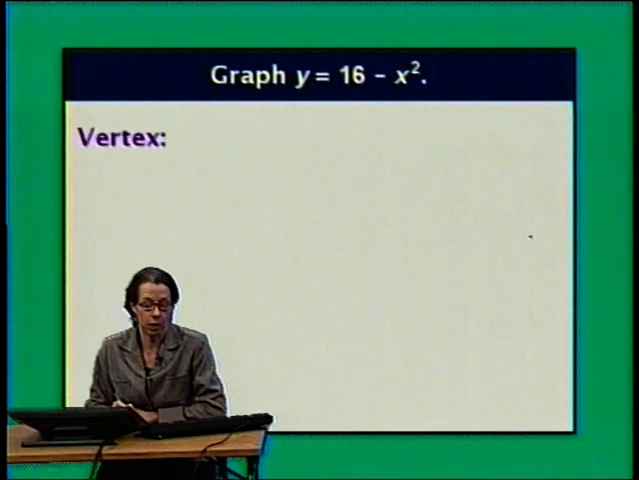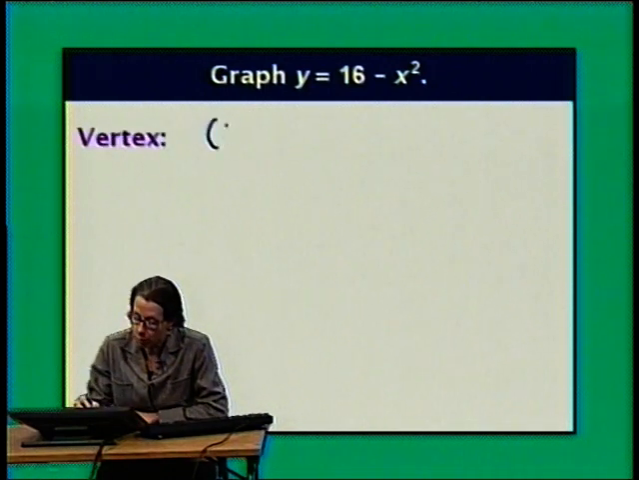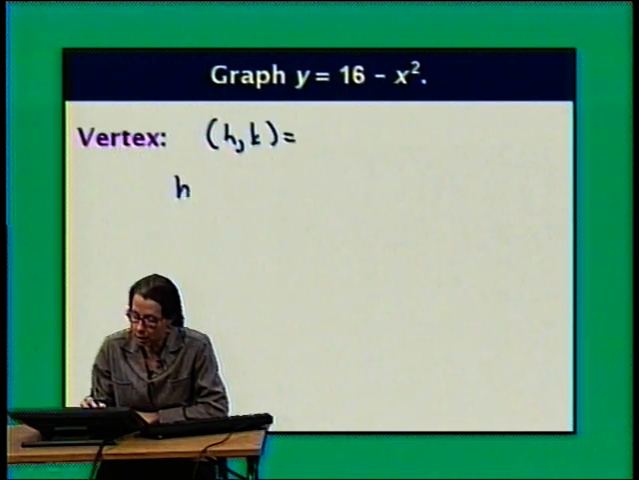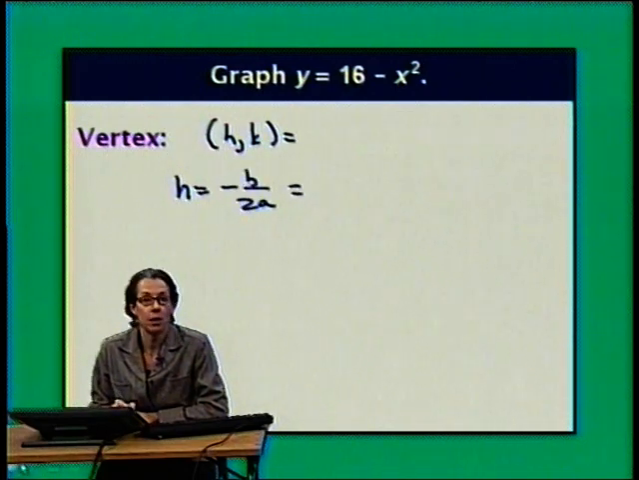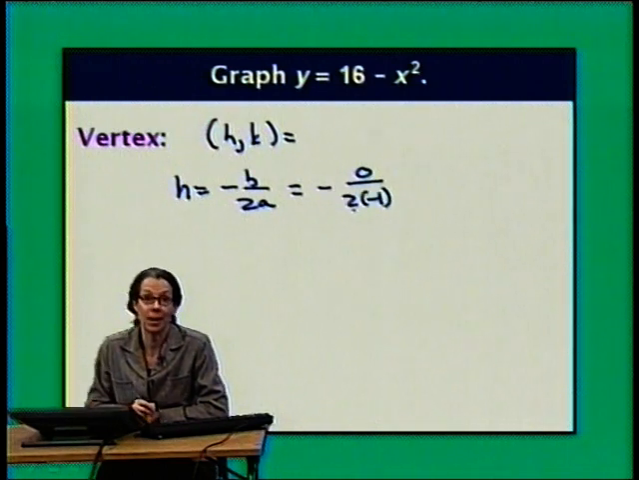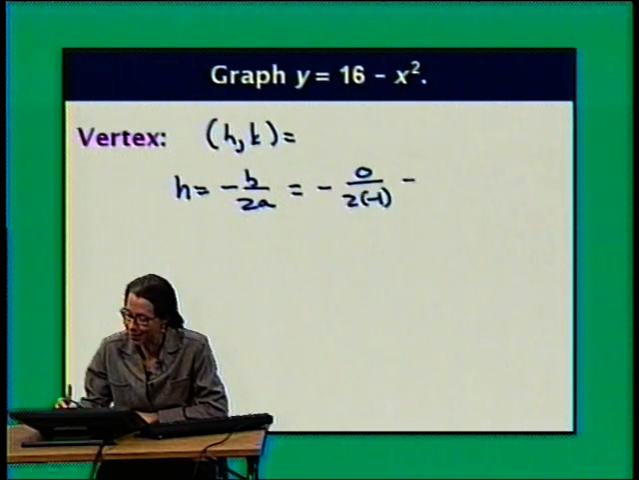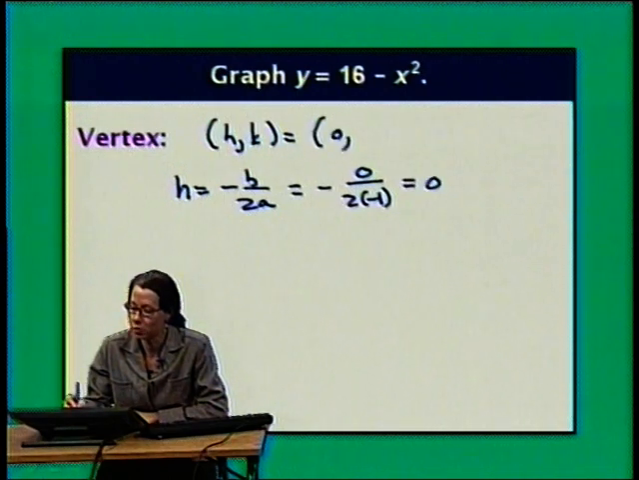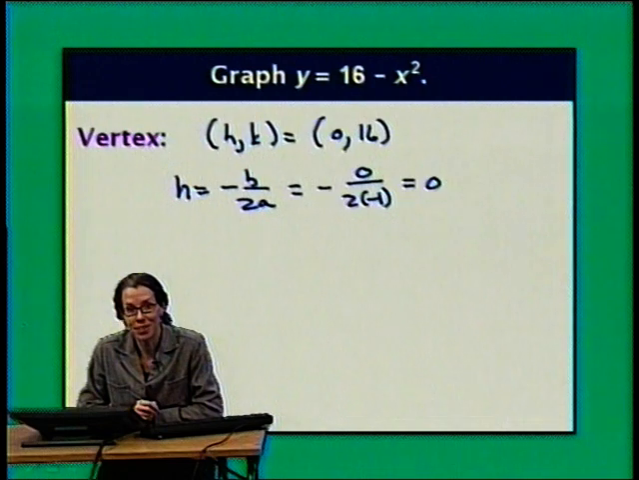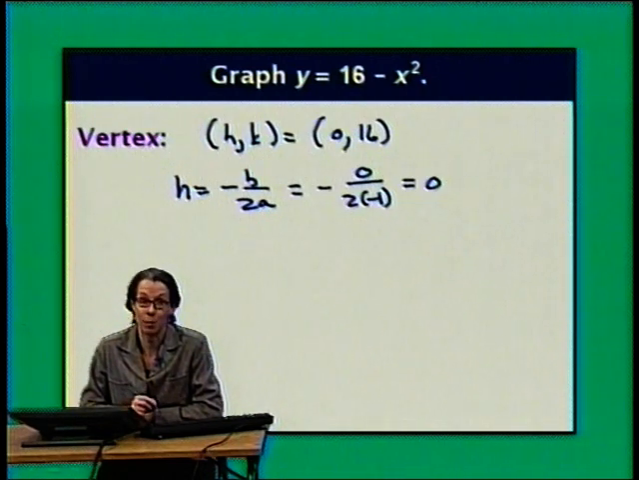How about the vertex? Well, I need to find both the first and second coordinate. Using my formula for the first coordinate, h equals the opposite of b over 2a. b is the coefficient of the linear term. In this case, b is 0. a is -1. And actually, it doesn't matter what a is because we see that the first coordinate of the vertex is going to be 0. Well, if x equals 0, y equals 16, and we've seen this point before. This is also the vertical intercept. So the vertex and vertical intercept are the same point.